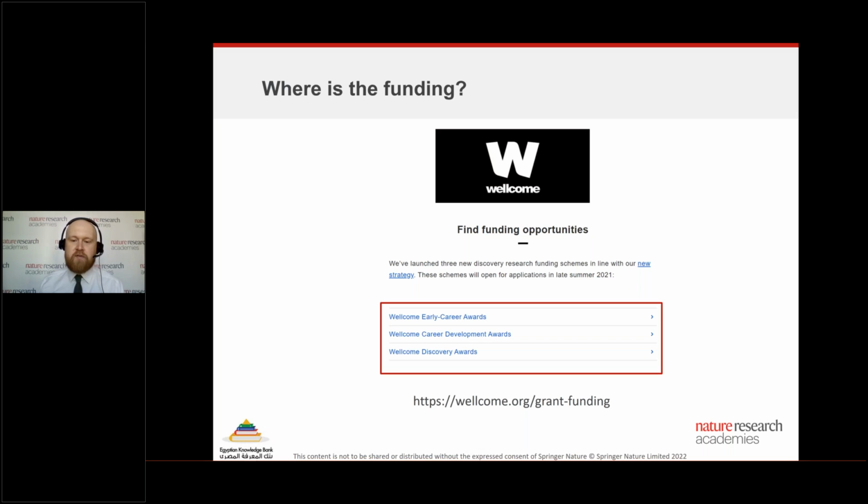Many of the funding opportunities are for 5 years, but if you're a mid-career researcher, you may find opportunities for 8 years. So do explore opportunities available for you at the Wellcome Trust. As you can see here, there are various different awards.